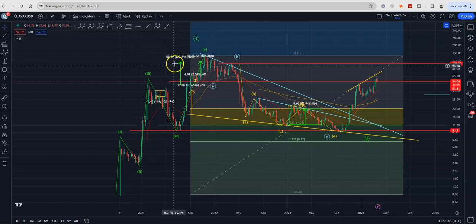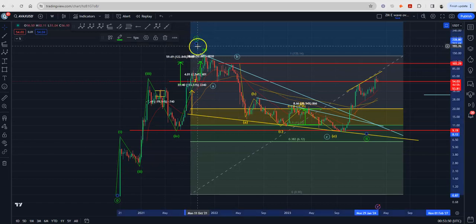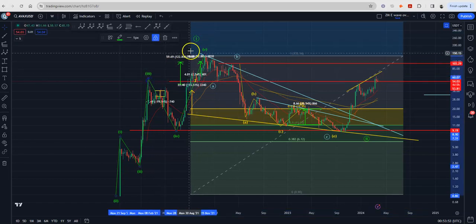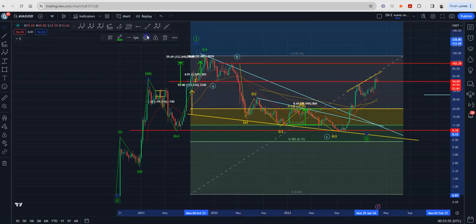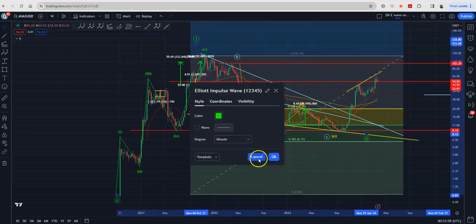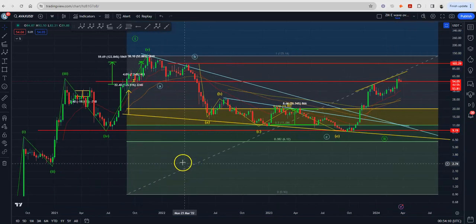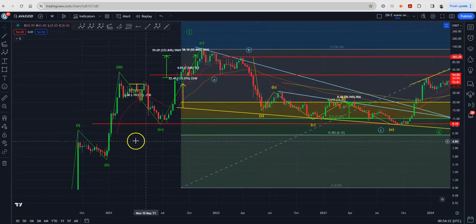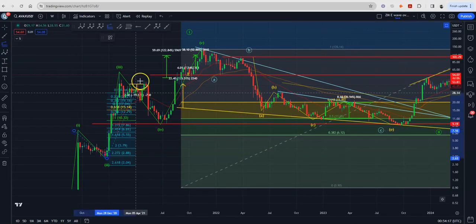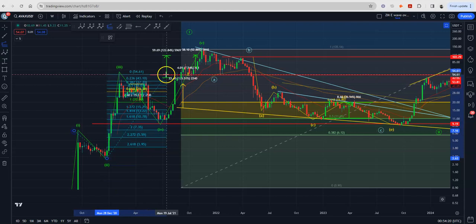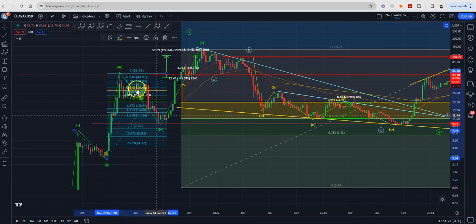For all intents and purposes, I scaled down my degrees. I'm going to consider this a primary one. In reality, it's a minute, but let's just go with it. All right, so I have primary 1 here. It's made up of the intermediate 1, 2, 3, 4, 5. And these wave structures check out here. We always have to make sure that we have the alternation in place. And as you can see, we have it right there.